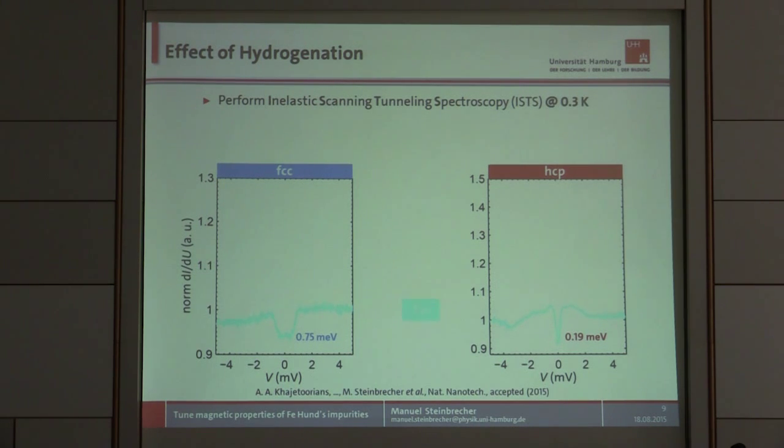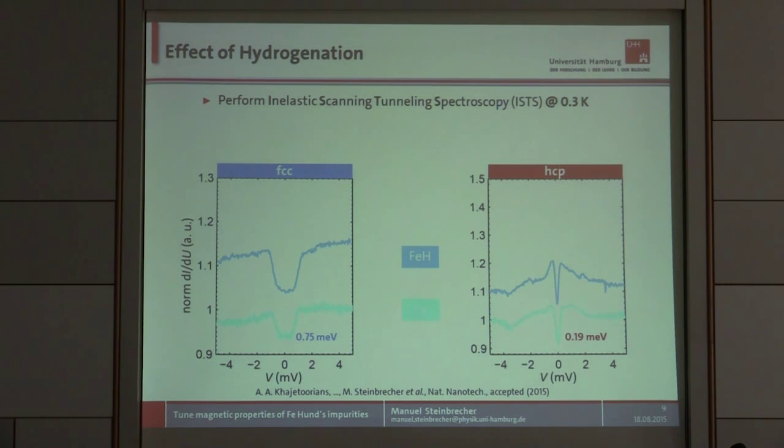But what exactly does the hydrogen do now? For this to find out, we performed inelastic scanning tunneling spectroscopy. All our measurements are done at 0.3 Kelvin. And for the FCC case, we see a spin excitation step at 0.75 millielectron volts. And for HCP, a spin excitation which is much smaller in energy at 0.90 millielectron volts. And also, you will see that the line width here is much sharper than it is for the FCC case.